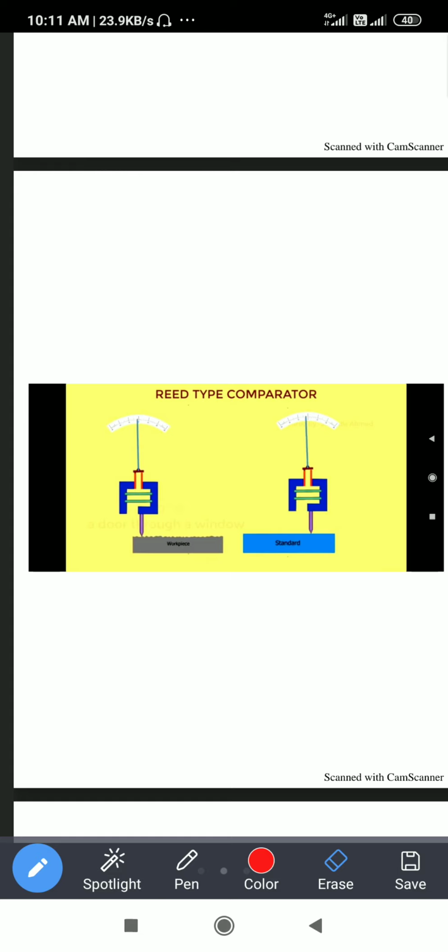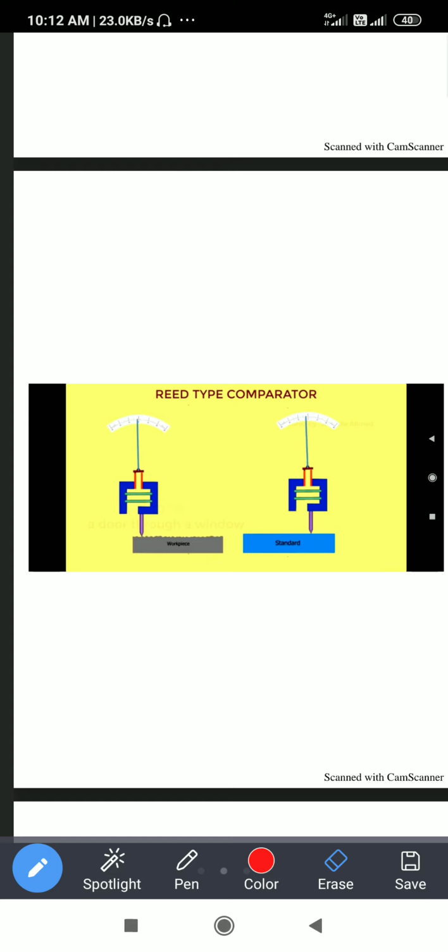For that, taking dimensions with a dimensional measuring instrument takes a lot of time and is a lengthy procedure. For that reason comparators were invented. How these comparators work, their construction and working principle, all that we are going to study. First of all we go with the mechanical reed type comparator.